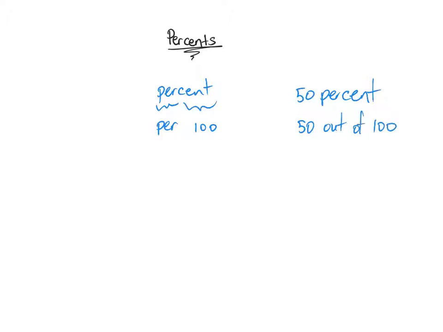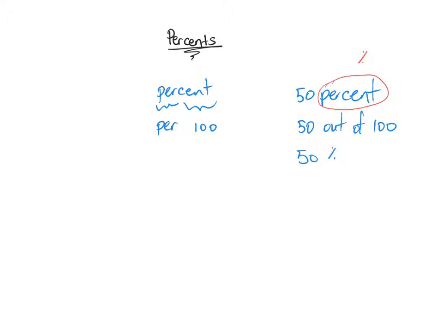Now, it would be a lot to have to write 50 out of 100 every single time. So there's actually a sign that represents percent. And the sign that represents percent is the percentage sign. So this is the same thing as saying 50%. 50% means 50 out of 100. So I can write this thing in all three ways.